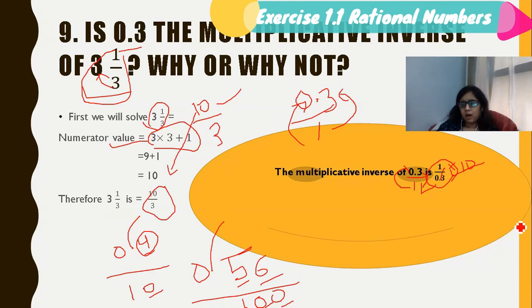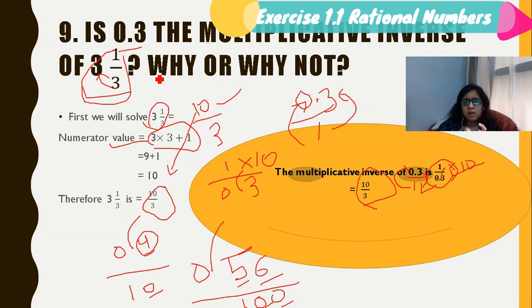So I will solve this 1 upon 0.3, that is 10 upon 3. How did I get this 10 upon 3? I will solve it in rough: 1 upon 0.3. If I remove this point, I have to multiply the equation by 10. So I got the number 10 upon 3.